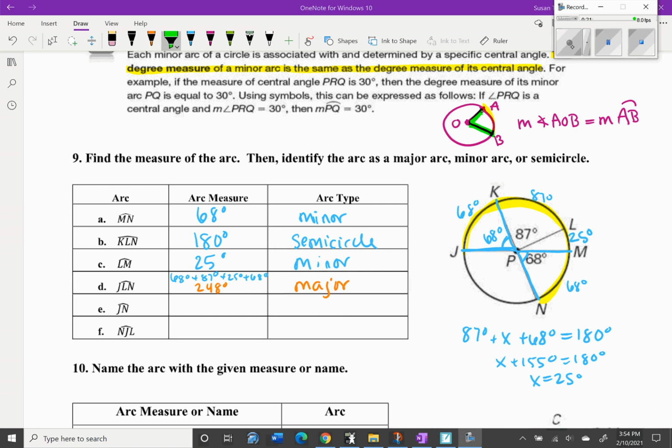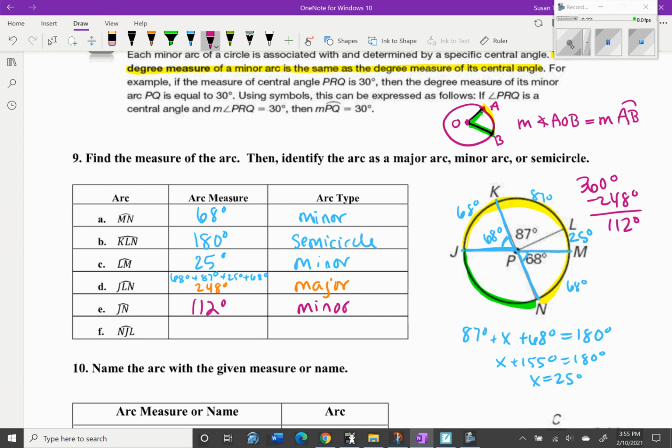And the next one we want to find is this arc measure right here, which is JN. So we know all the degrees in the circle add up to 360 degrees, and we just found that the arc JLN, which is the one in yellow, is 248. We can subtract 360 degrees minus the 248 degrees, which gives us 112 degrees. Of course, that's a minor arc because it's less than 180 degrees.